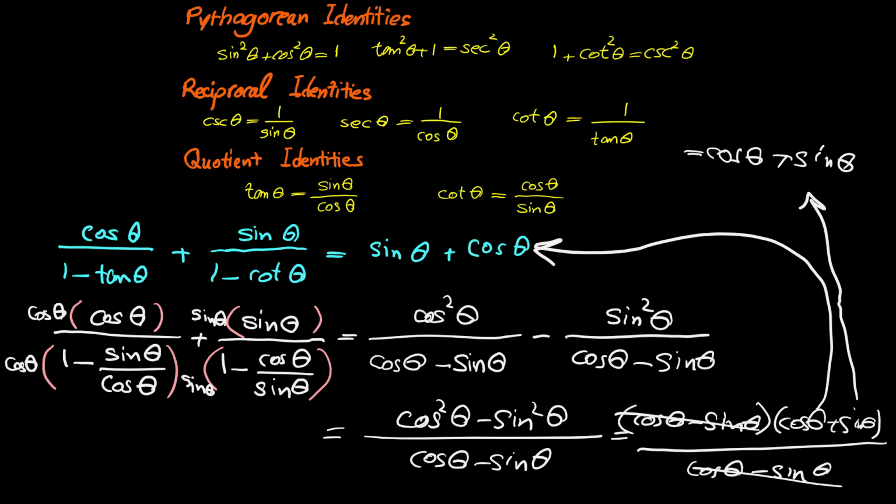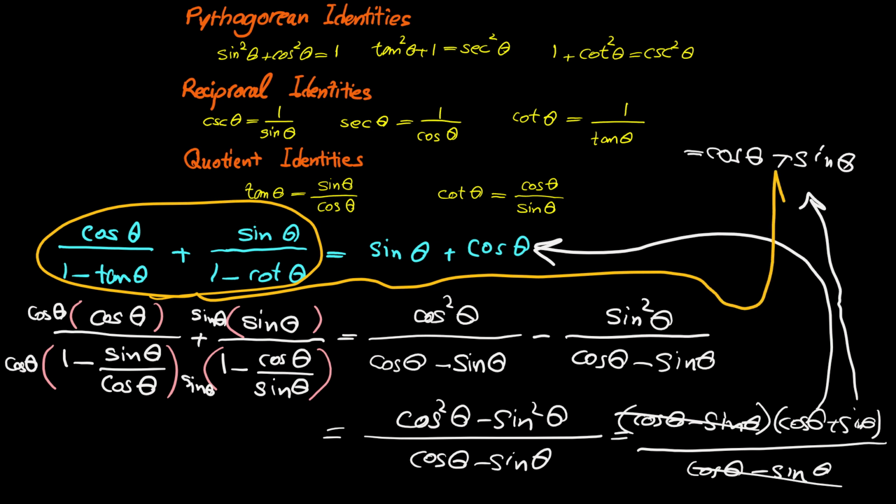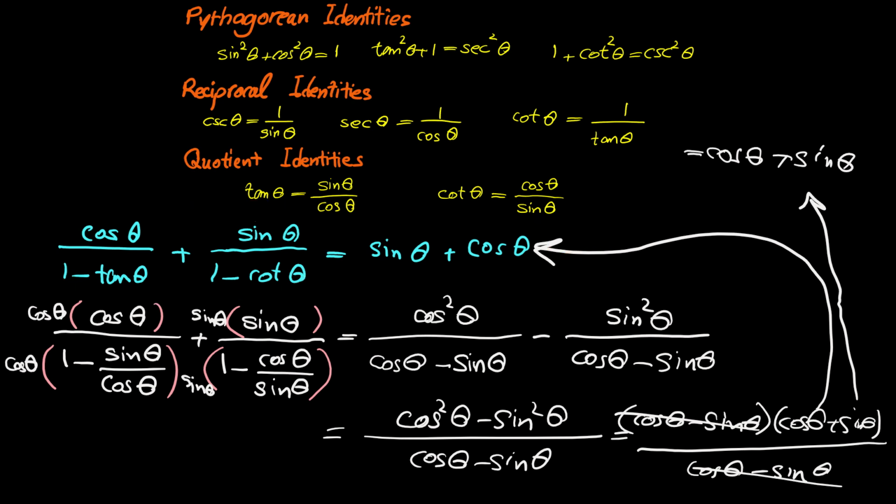So we started from the left side. We simplified that and we got to this expression. So we get to the other side. So this completes the proof of this identity.